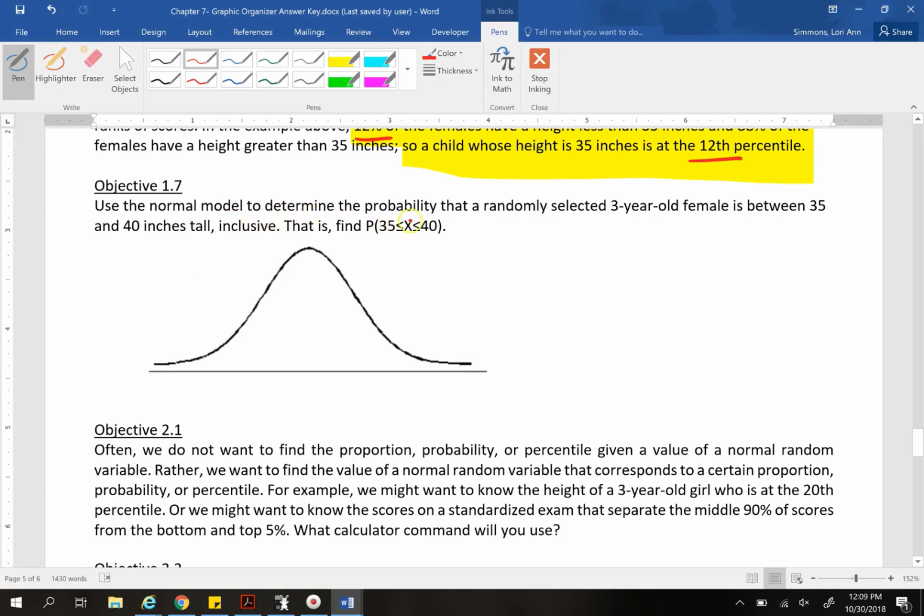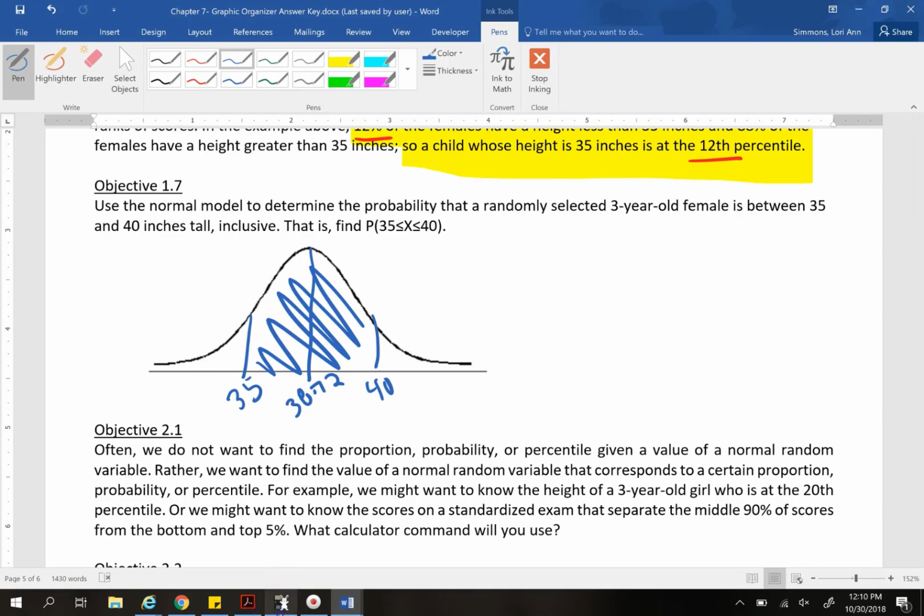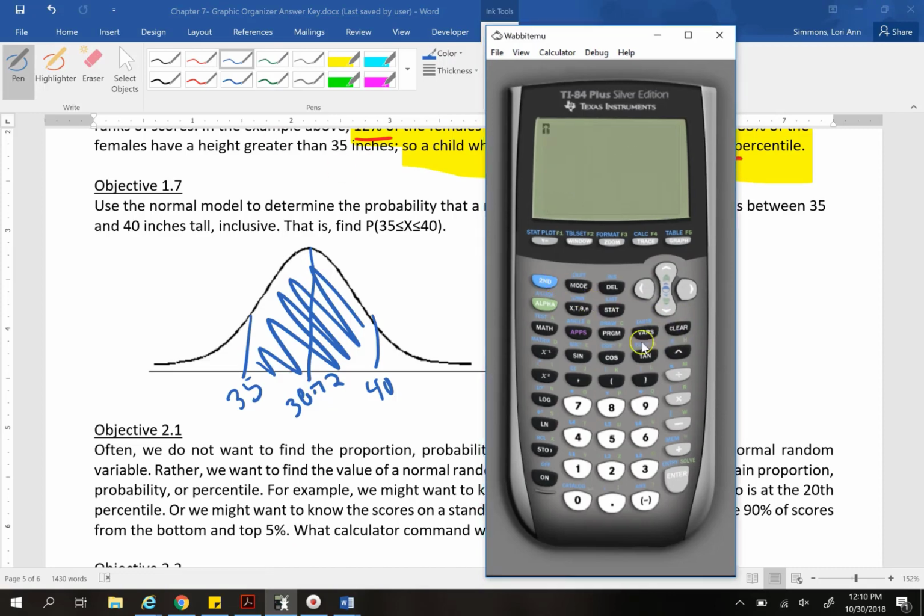Use the normal model to determine the probability that a randomly selected 3-year-old female is between 35 and 40 inches tall. Okay, again we have our height of 38.72. And now 35 is over here, and 40 is somewhere over here. So we want the area in between. So now we would just do, our lower bound is 35, upper bound is 40, mean is 38.72, and our standard deviation is 3.17, giving us 0.5365.